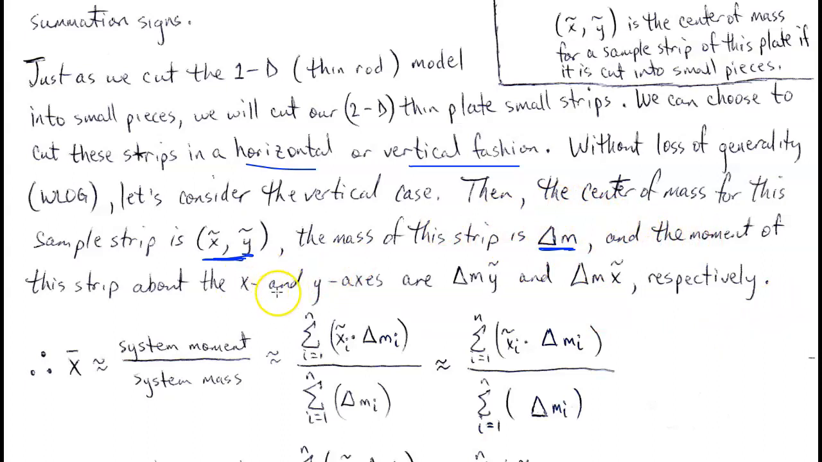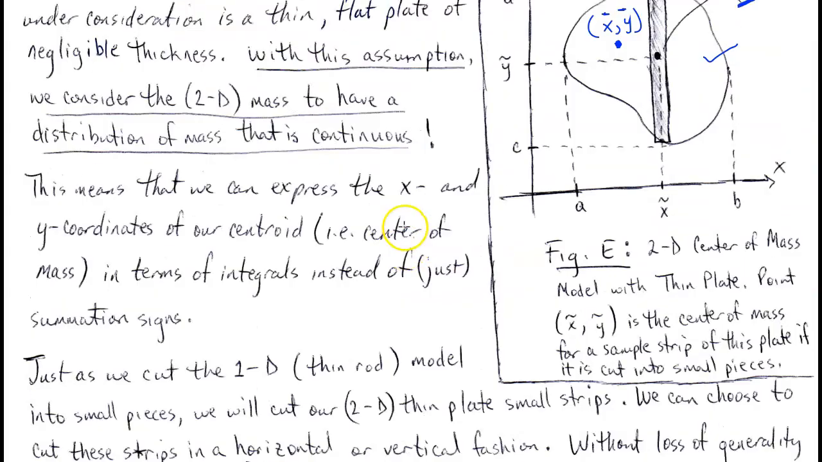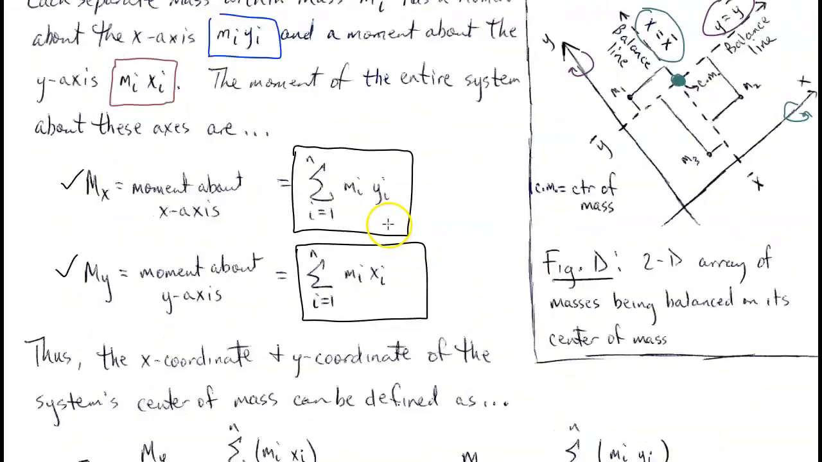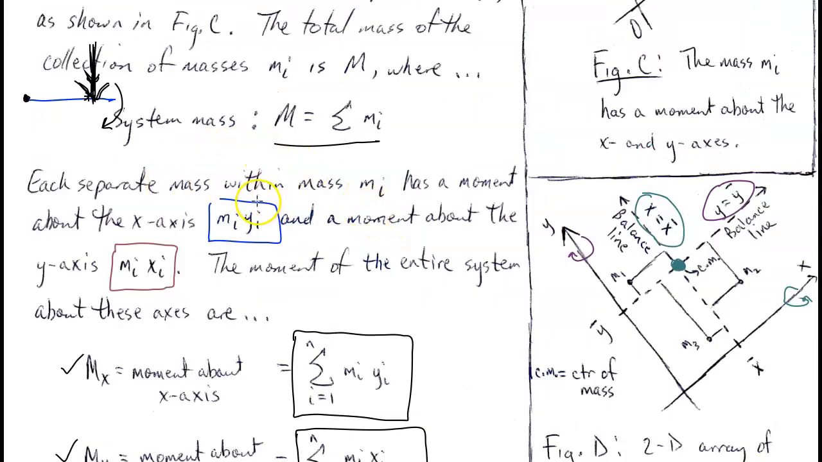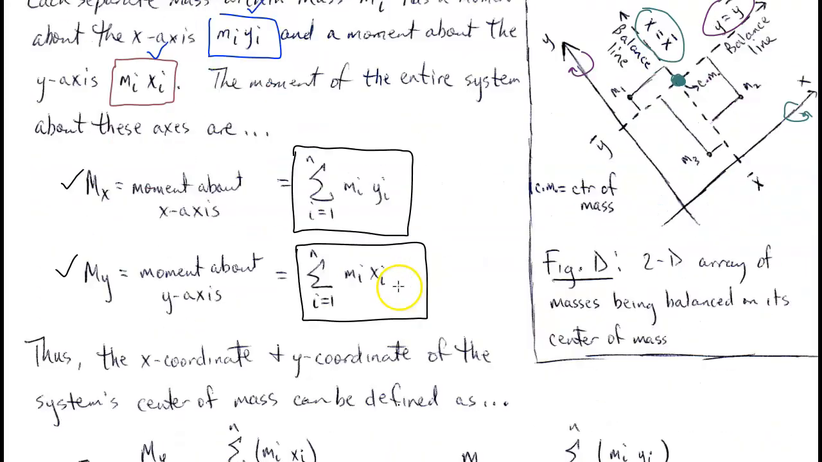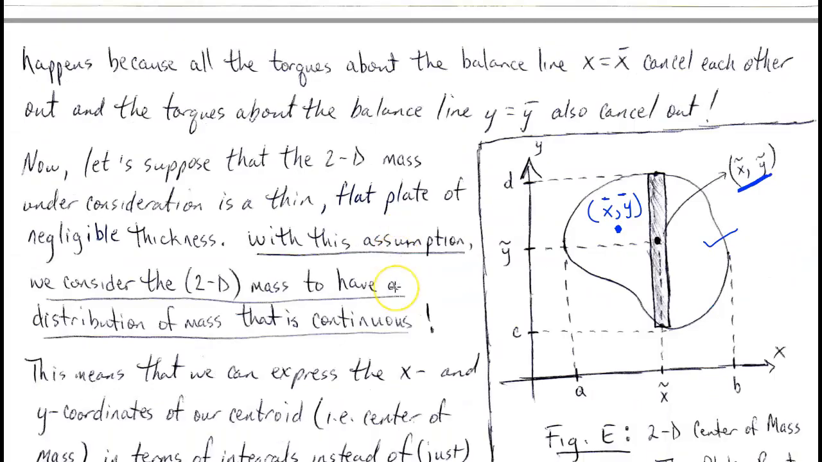And the moments of the strip about the x and y axes are going to be delta M y tilde and delta M x tilde, respectively. And that's for the same reasons why on the other page we talked about the moment about the x axis being m sub i, y sub i, and the moment about the y axis being m sub i, x sub i. Okay, same kind of thing here.